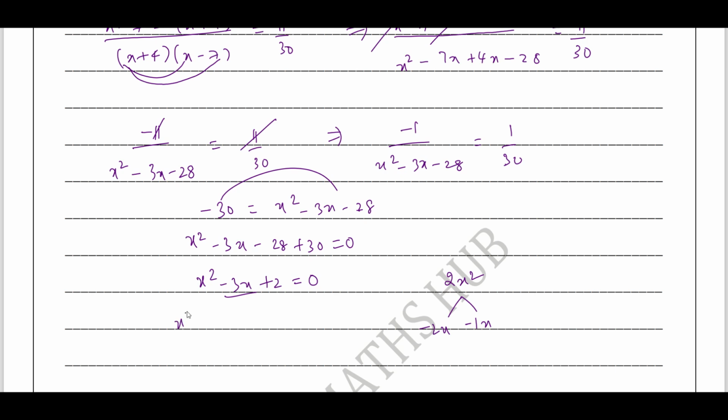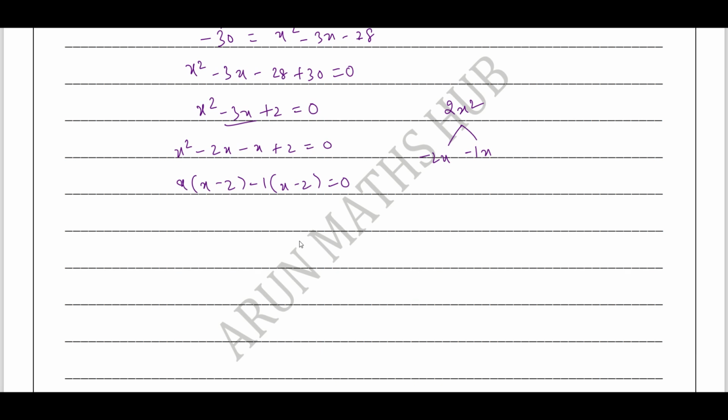Now x square minus 2x minus x plus 2 equals 0. Take x common, you will get x minus 2, minus 1 into x minus 2 equals 0. Now take x minus 2 common. What I get is x minus 1 as the remaining term equals 0. X minus 2 equals 0, x minus 1 equals 0. X equals minus 2, shifting to RHS equals plus 2. Same way x equals plus 1.